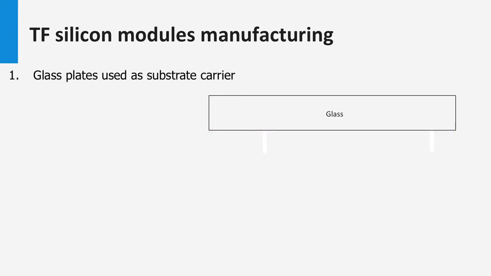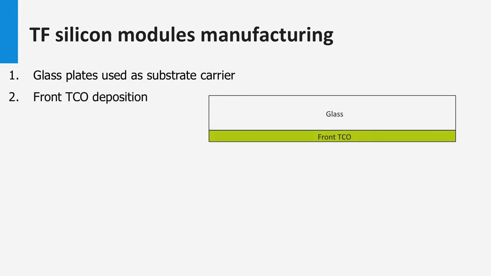The solar module and its interconnection is processed in one process sequence. The substrate carrier of the module is a large glass substrate. On the glass plates the front TCO is deposited. Using intense lasers, lines of TCO are removed. This process is called laser scribing and determines the area of the solar cells.